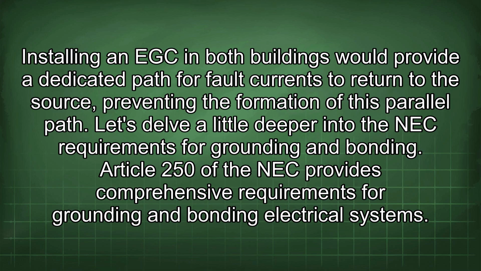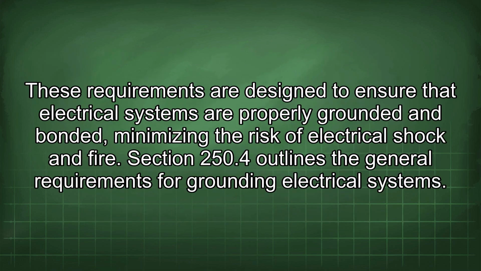Let's delve a little deeper into the NEC requirements for grounding and bonding. Article 250 of the NEC provides comprehensive requirements for grounding and bonding electrical systems. These requirements are designed to ensure that electrical systems are properly grounded and bonded, minimizing the risk of electrical shock and fire. Section 250.4 outlines the general requirements for grounding electrical systems.